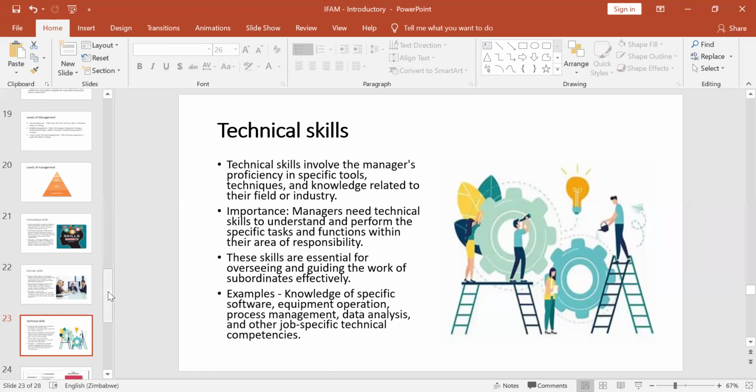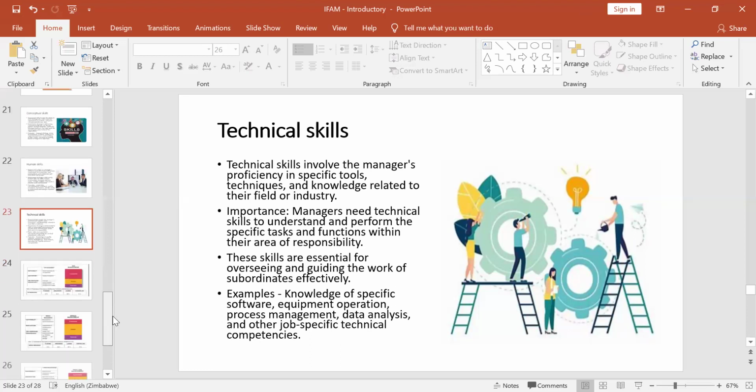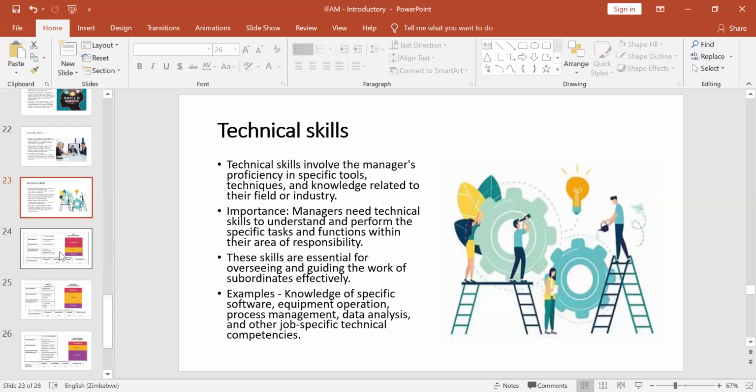So how do these skills of management link up? If you noticed, there were three levels of management and then there were three types of skills. There is a reason for that, because these two are linked. The lower level management usually need to have more technical skills. The middle management usually need to have more human skills, and the top management need to have more conceptual skills. This is why I've presented these two one after the other.